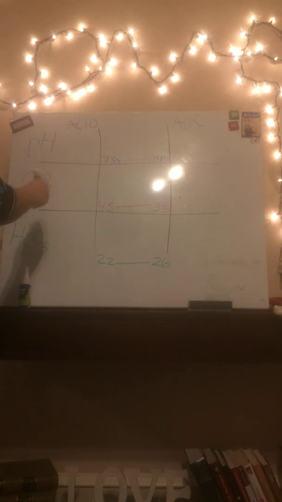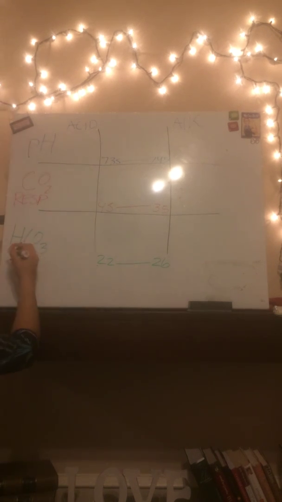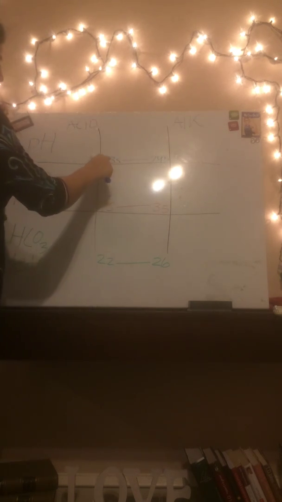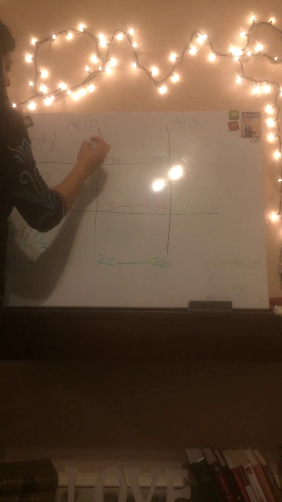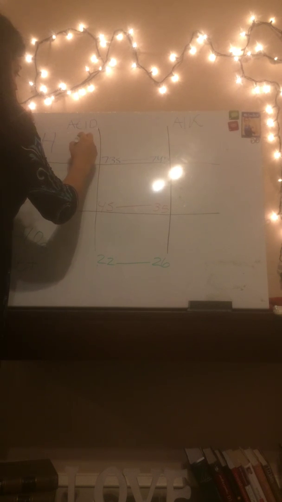So we know our CO2 is our respiratory, and our HCO3 is metabolic. Okay, so let's look at our first example. Our pH level is 7.30. So 7.30 is less than 7.35, so it's considered acidic. So we're going to put here pH.